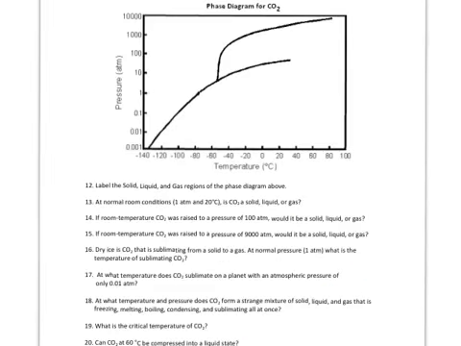Okay, welcome to the back side of your homework. And again, we are asked to label the solid, liquid, and gas. It always goes the same. This region here is solid, this region here is liquid, and this region here is gas. So it says, number 13, at normal room conditions of 1 atmosphere and 20 degrees Celsius, it looks like we would be a gas. Carbon dioxide is a gas at room temperature. Everybody knows that.